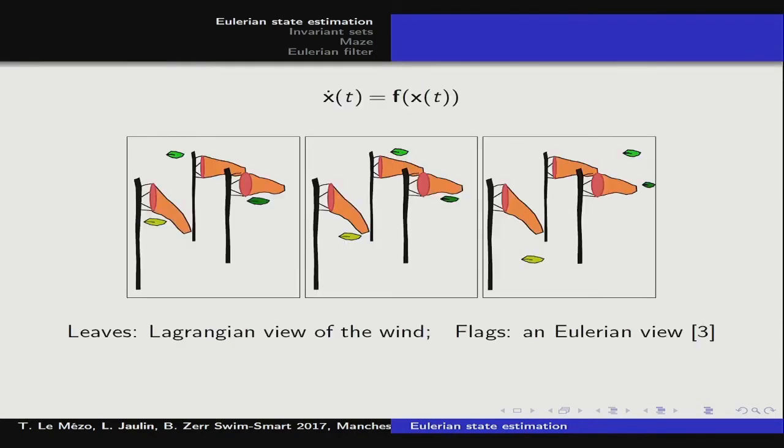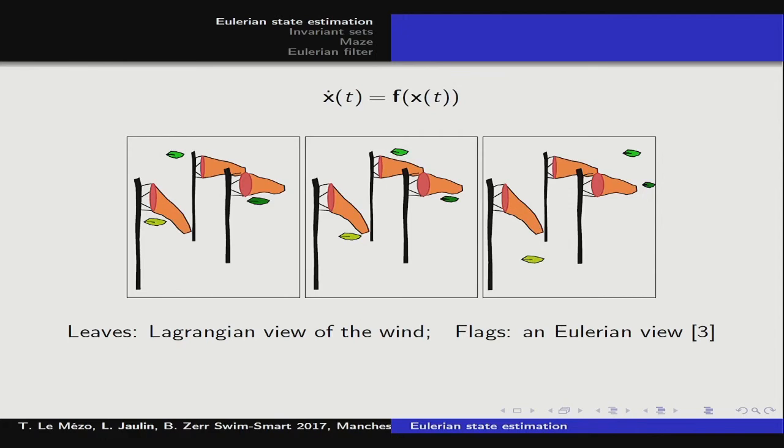It's a classification that has been proposed by Mitchell to represent two types of method. One which is Lagrangian, and the other one which is Eulerian, and it comes from fluid mechanics. So when you see the flags, the vector field represented here corresponds to the wind. And if we want to understand the behavior of the wind, we have two types of approach.